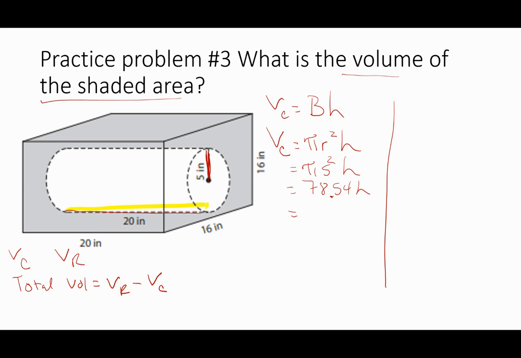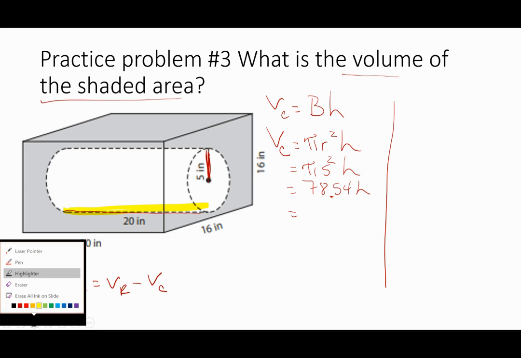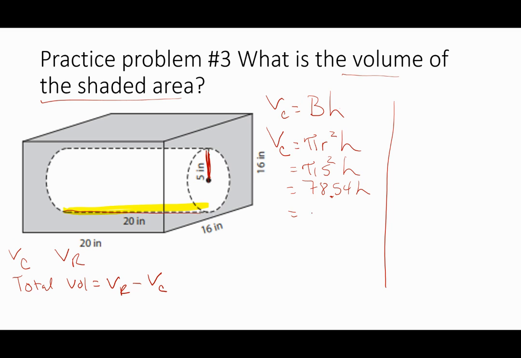Now the height right here is this value. Right here. And that's 20. So we have 78.54 times 20. And that gives us a volume of our cylinder of 1,570.80 inches cubed.